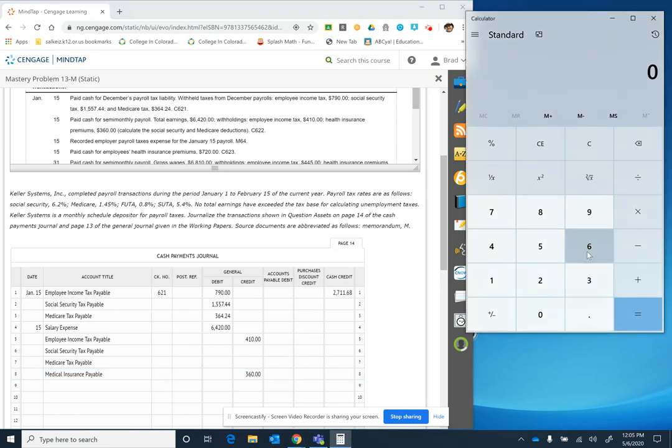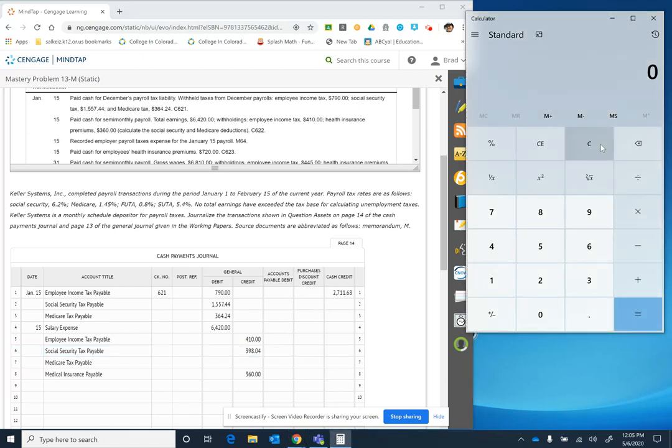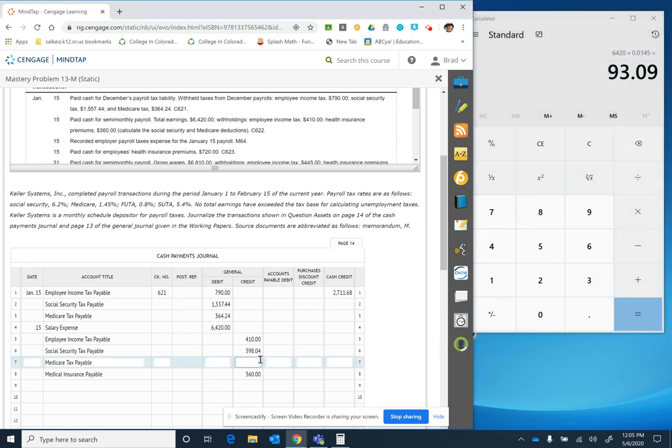So we'll take our salary expense, which is 6,420 times 0.062 for our Social Security, and that comes out to be $398.04. Now we have to figure out our Medicare. So we'll take our salary expense, 6,420 times 0.0145. And that comes out to be $93.09. So our taxes make up a small percentage of our salary expense.